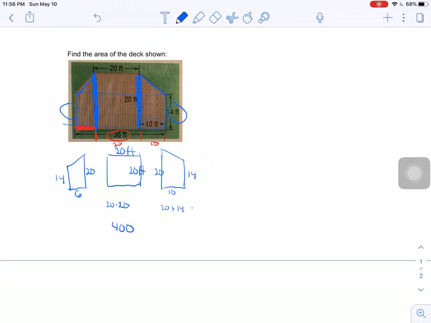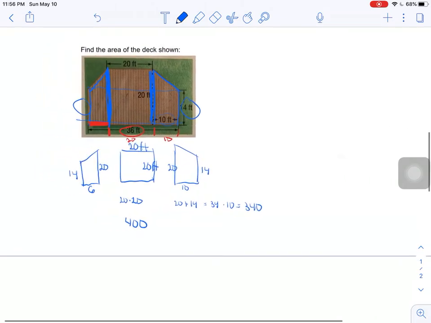So if I do 20 plus 14, I get 34. And then 34 times 10 is 340. That gives me the area of the two trapezoids that go together to make a parallelogram. So 340 would be if I doubled the trapezoid, but I only have one trapezoid, so I have to divide that by 2. That gives me 170 for that one.